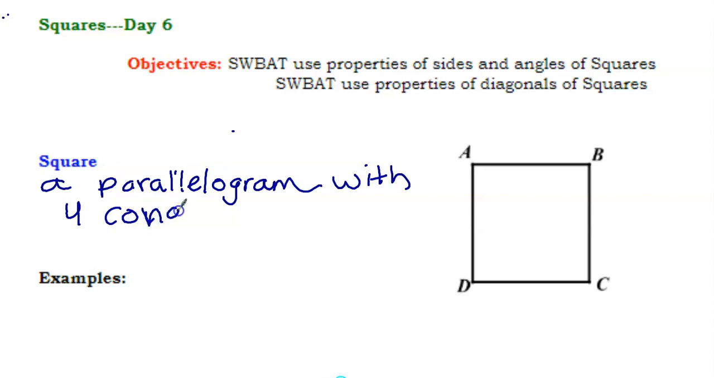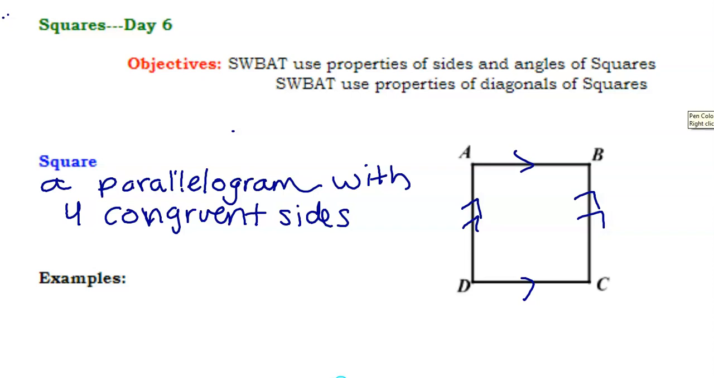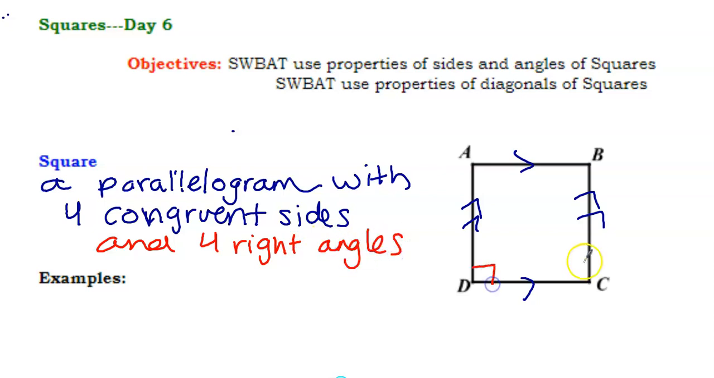So what is a parallelogram? And then add to it the congruent sides. Parallelogram means that there's 2 sets of parallel sides, and now that they are all congruent. So all of the sides are congruent, and it also has 4 right angles. Okay? All right, now we're going to do some examples about identifying the different types and how we can do that.